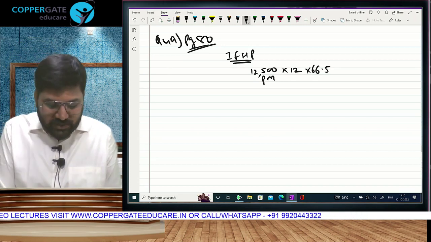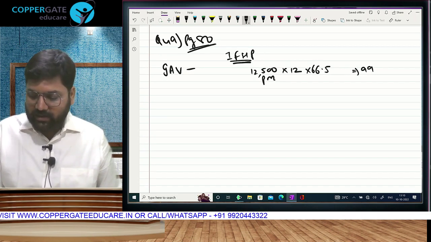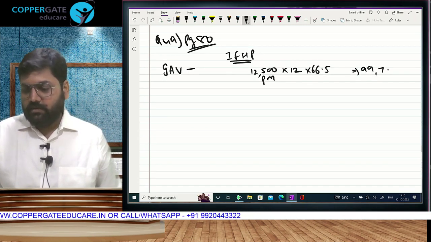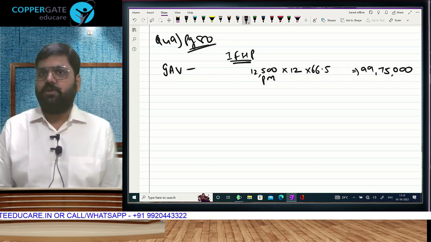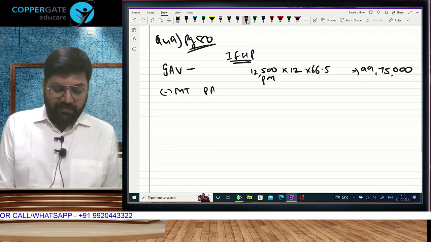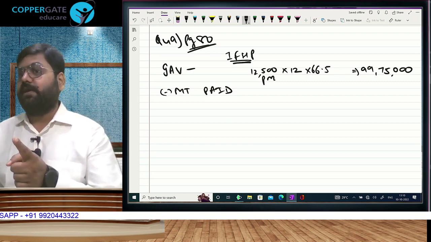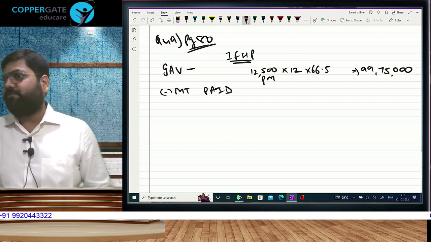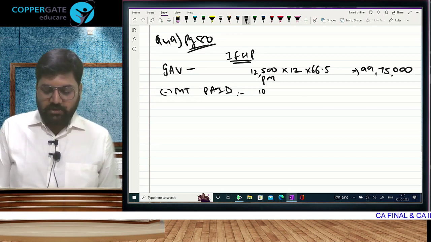No, friends, this is gross annual value. How much did you say? 99 lakh 75. This is gross annual value because the question has also given us information about municipal taxes, and they are paid. See, once they are paid, if we are taxing your world rent, then the deduction also we will have to give of that municipal tax. No, it's a local tax. So that is not per month.